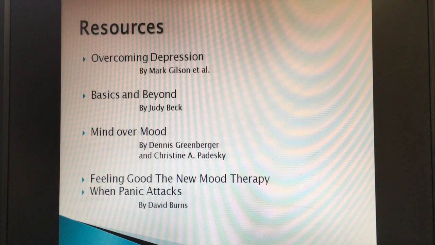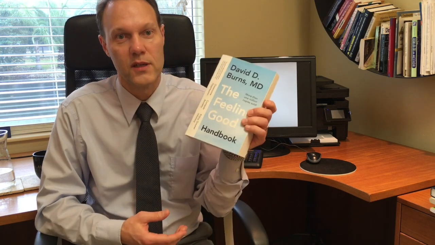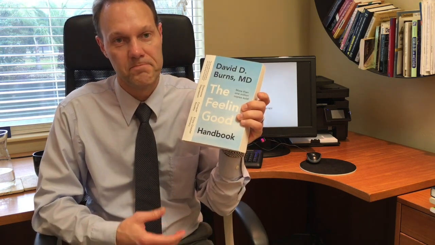And another resource that's pretty much considered a must-have for any CBT therapist to have on their bookshelf is David Byrne's Feeling Good, the New Mood Therapy. Right here I've got the Feeling Good Handbook, which has all of the different strategies and techniques that the patient can go through. It's a pretty thick read, so it covers a lot of territory.